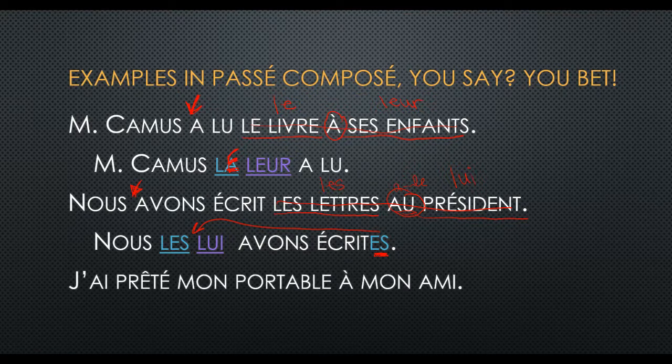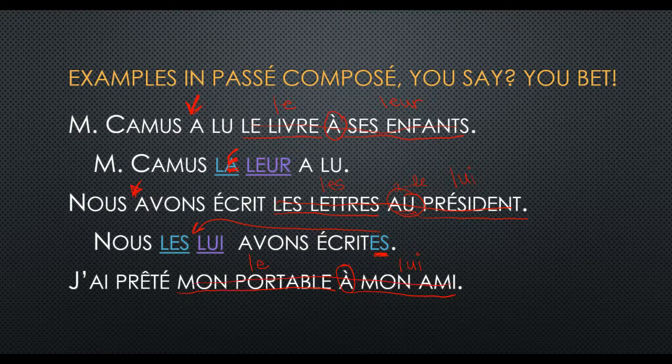Okay, one more. J'ai prêté mon portable à mon ami. I loaned my cell phone to my friend. So, what is being loaned? That means mon portable is the direct object because it's what is being loaned. Our choices are le, la, and les. So that means that is going to be replaced with le. Now, à mon ami, that is going to be my indirect object. It's only one friend I'm loaning my phone to, so that means it is going to be replaced with lui.